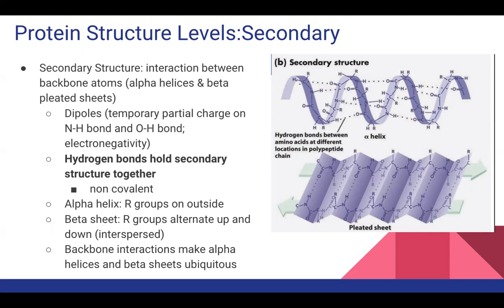And again, since for secondary structure the R groups are not involved, that makes them ubiquitous. That means they are just in all proteins, since they don't have specific characteristics, since R groups are not involved.